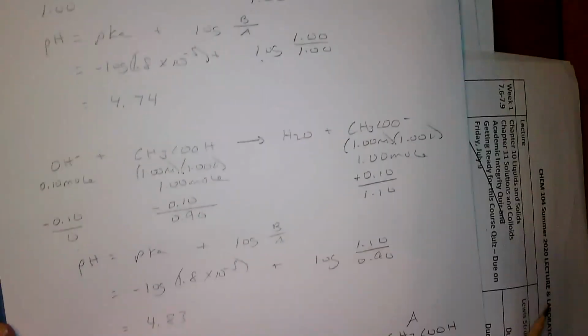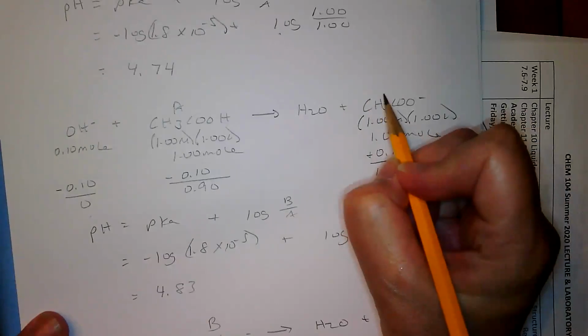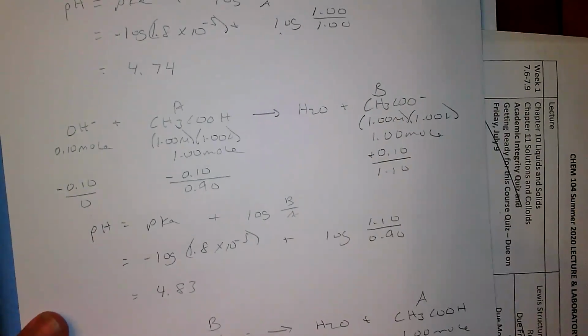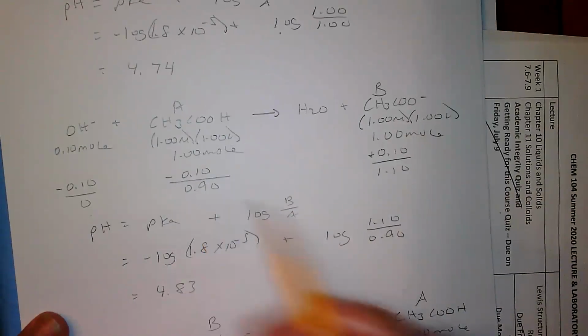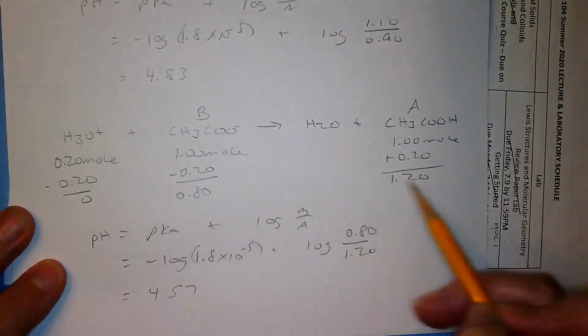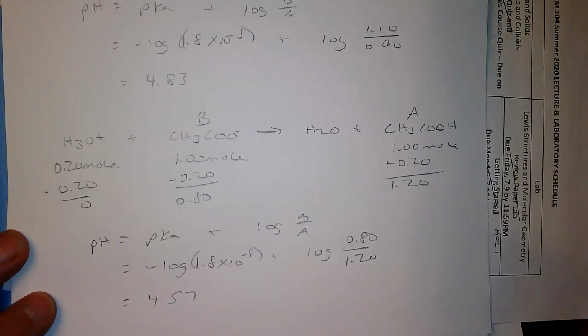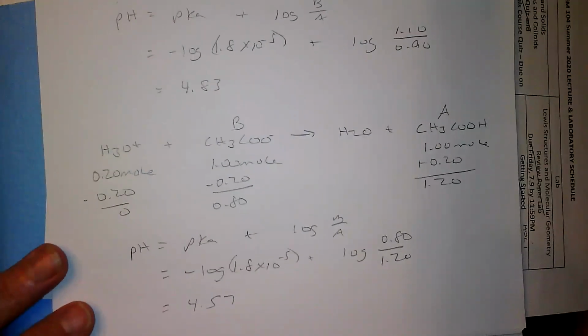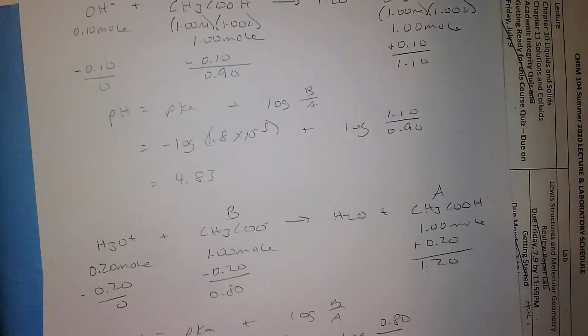So up here for this one, this was the acid and this was the base. So 1.10 over 0.90, base over acid, or 0.80 over 1.20, base over acid. Does that help? Yes, thank you. You're welcome. Other questions?